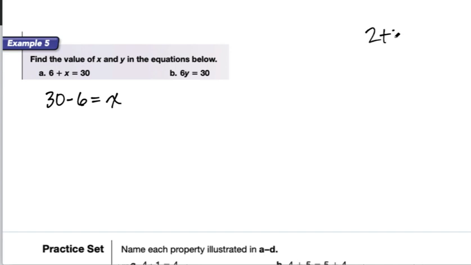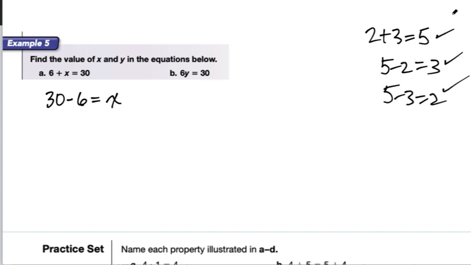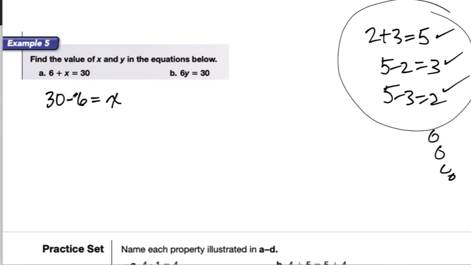Be like, oh, 2 plus 3 is 5. Is 5 minus 2 3? Oh, it is. Is 5 minus 3 2? Indeed. So if you can kind of work around with a thought that's a little bit simpler, sometimes it makes these make sense a little bit more.